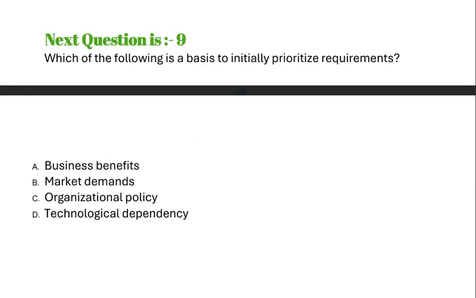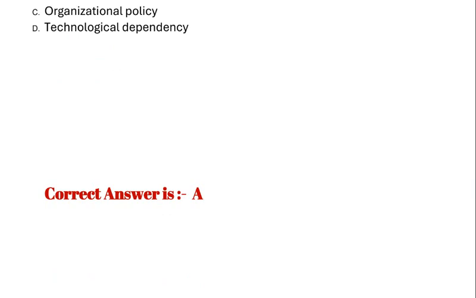Question is, which of the following is a basis to initially prioritize requirements? Option A. Business benefits. Option B. Market demands. Option C. Organizational policy. Option D. Technological dependency. Correct answer is option A.